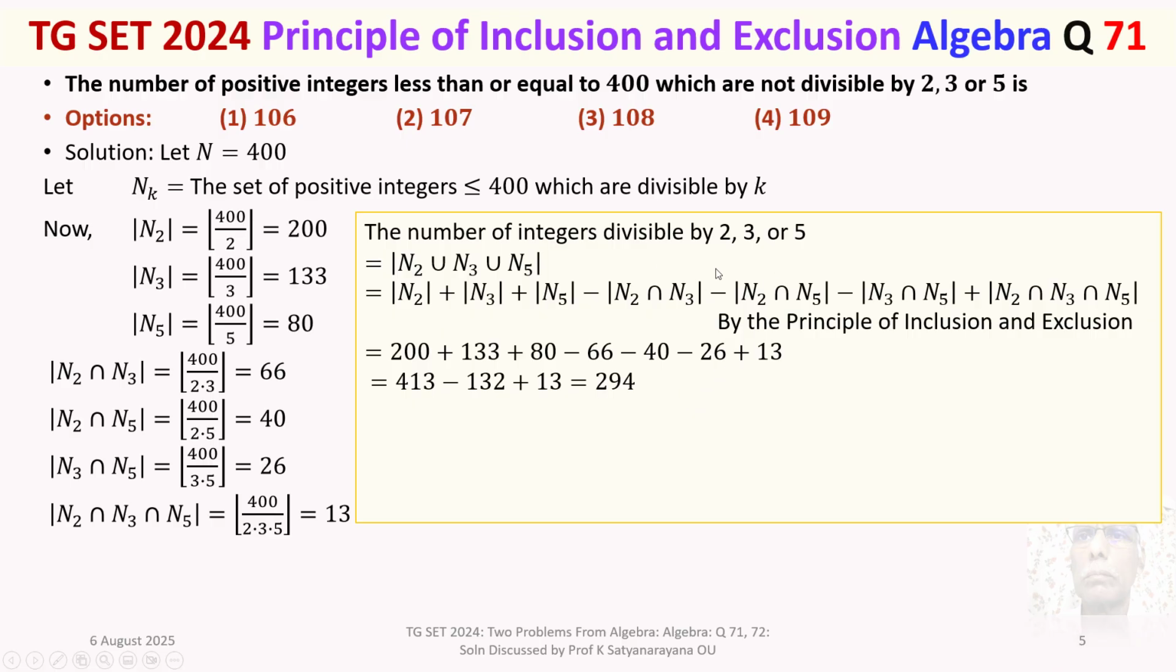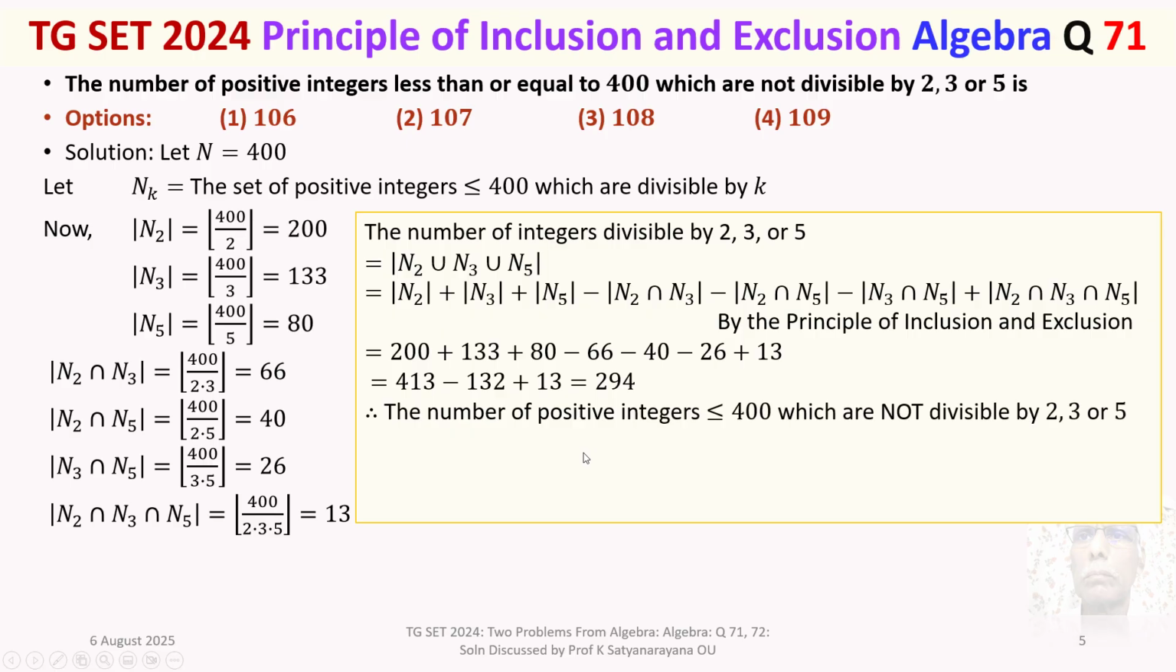This is the count of integers divisible by 2, 3 or 5. But what is it that we want? We want those which are not divisible by 2, 3 or 5. How do we get that? The total number of elements minus the order of N2 union N3 union N5. So that is equal to N minus the number of elements present in N2 union N3 union N5. That is 400 minus 294, which is equal to 106.